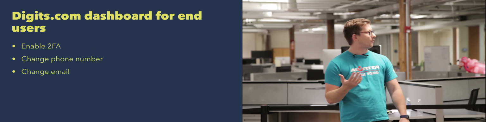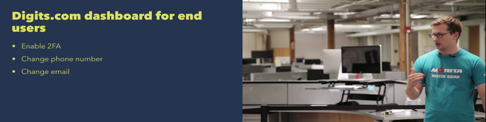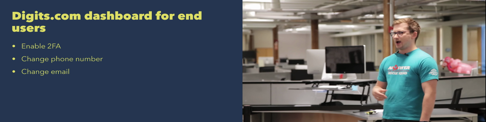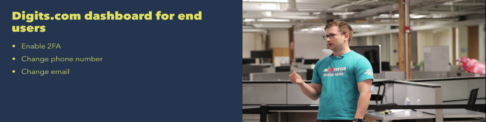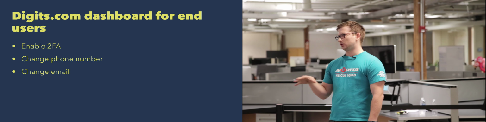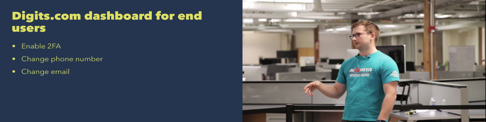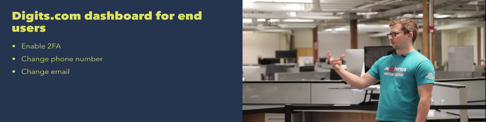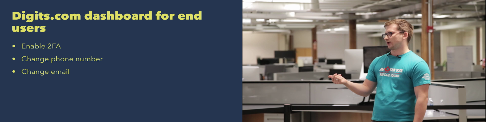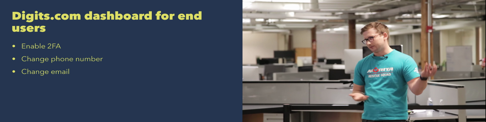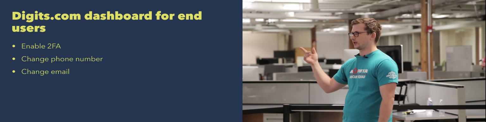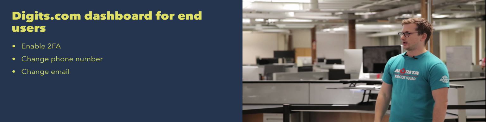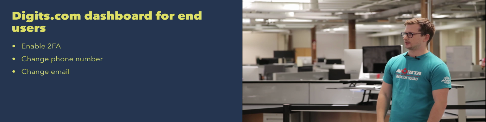There's a dashboard for end users, so digits.com, you can go to it, log in, you'll get the SMS, log into the website. At that point, you can enable two-factor auth, so anytime you log into an app that enables Digits, you'll have an extra prompt for a PIN that you can put in. And users, of course, can change their phone numbers and emails, and you as a developer get callbacks on that when that happens. So you can update your database if the user updates the information.